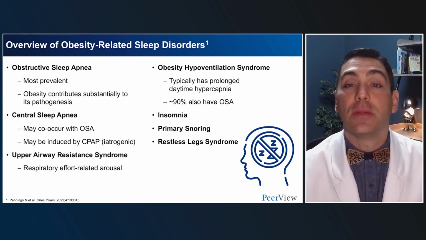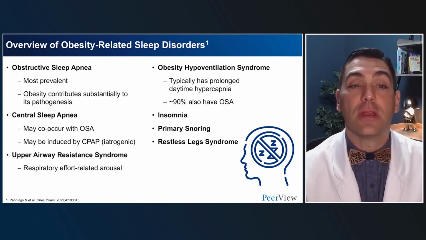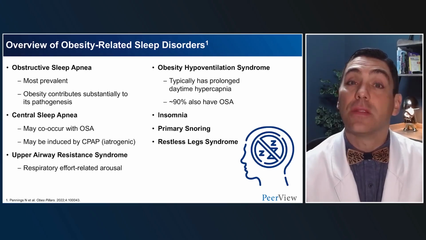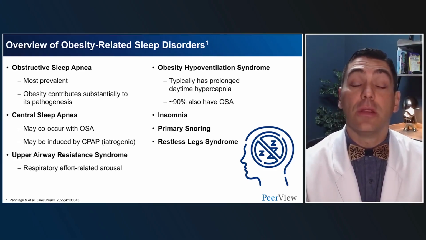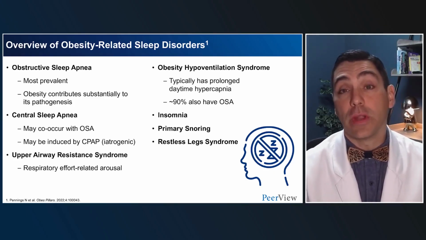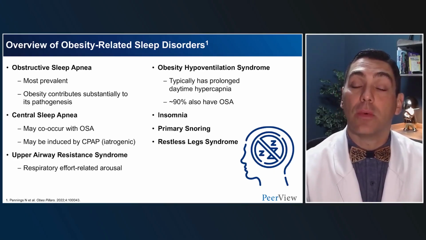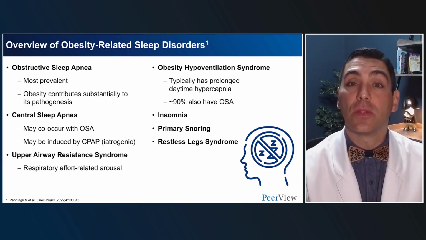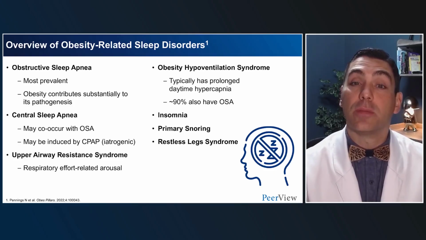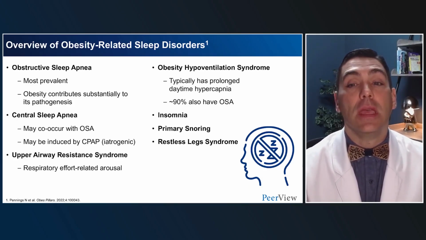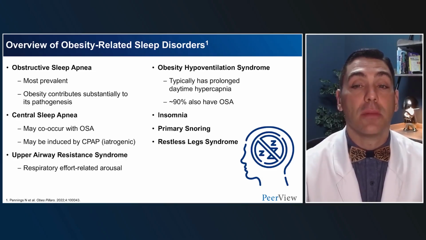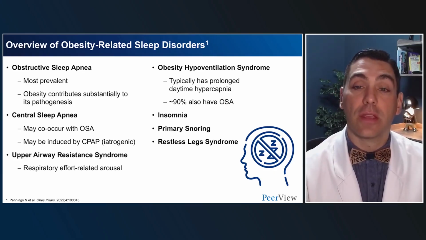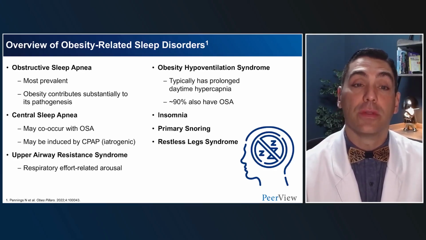So, what are obesity-related sleep disorders? There's a variety of sleep disordered breathing disorders: obstructive sleep apnea, central sleep apnea, and upper airway resistance syndrome. Obstructive sleep apnea is the most prevalent and is sometimes related to obesity. Central sleep apnea may co-occur with obstructive sleep apnea and may be induced by CPAP, which is what we call iatrogenic. Upper airway resistance syndrome is a milder level of sleep breathing disorder where the respiratory disturbances cause arousals or short awakenings during sleep. Obesity hypoventilation syndrome typically has prolonged daytime hypercapnia, and 90% of them have comorbid obstructive sleep apnea. Insomnia, primary snoring, and restless leg syndrome are other obesity related disorders.